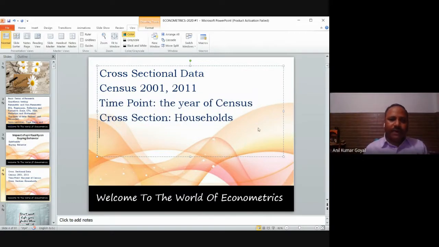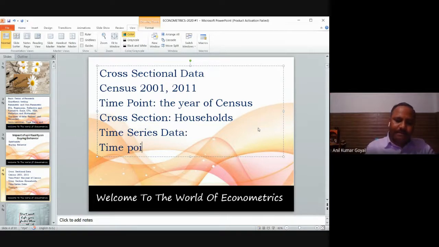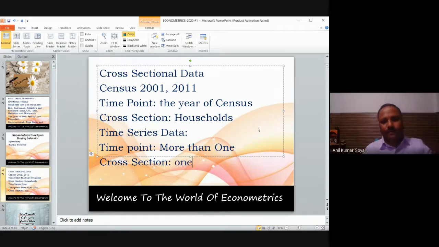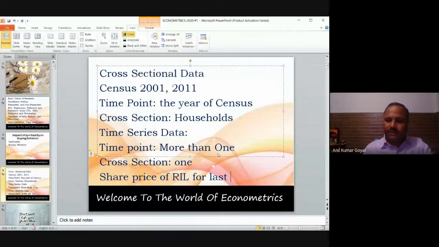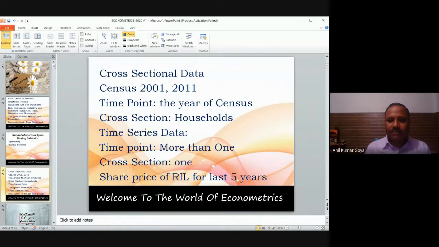Now, today we will try to discuss time series data. So what is time series data? Time point more than one, cross section one. Can you quote an example? Share price of RIL, let's say, for the last 5 years. Clear? So what is cross section? RIL is the cross section, and my 5 years is the time period.